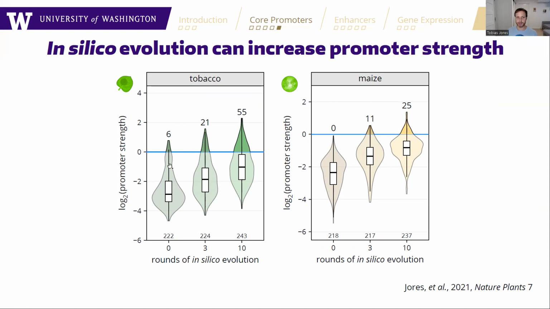To really drive home how powerful this approach is, I want to point out that in our starting set, we only had 6 promoters that were stronger than the viral 35S minimal promoter. However, after the in silico evolution, we had more than 100 promoters that were stronger than this highly evolved viral promoter.